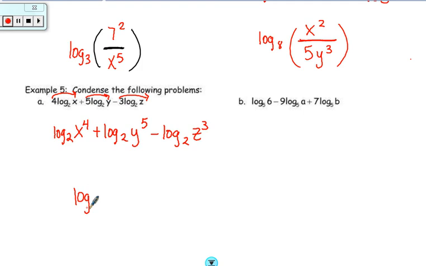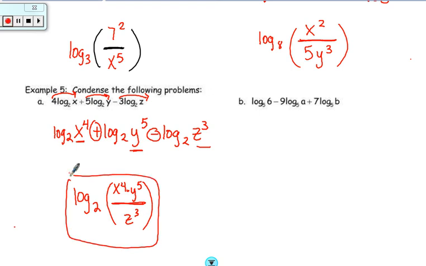So I know in the end I have log base 2. What am I starting with? I have x to the 4th. Plus means multiplication. I am multiplying it with y to the 5th. And then I have subtraction, which means division. And I am dividing by z to the 3rd. So my final answer is log base 2, x to the 4th, y to the 5th, over z to the 3rd.